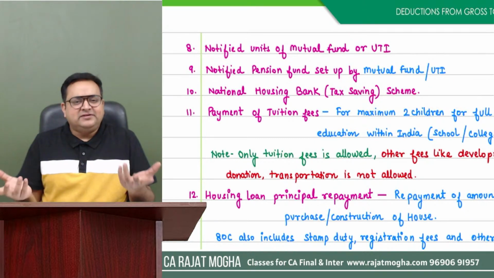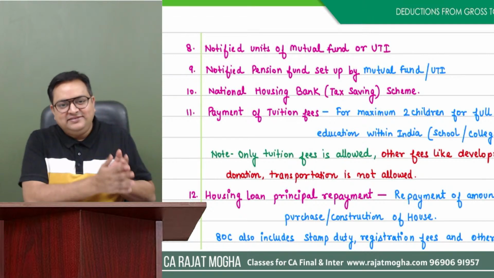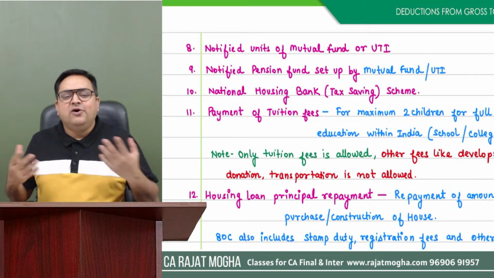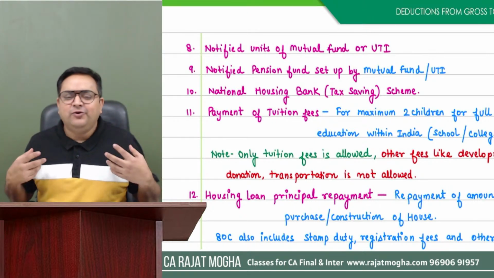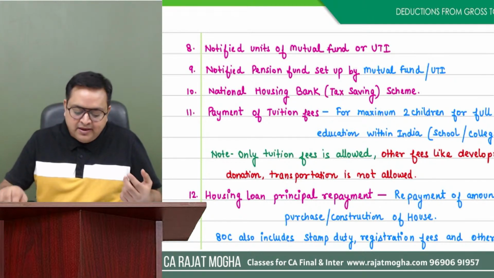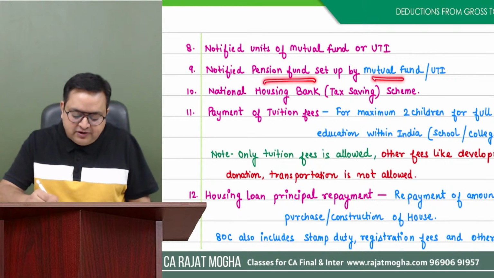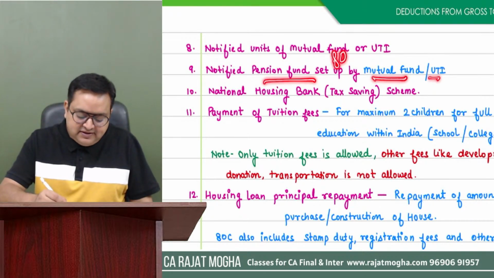Otherwise, there is not much difference. Why? Because the overall limit is 150, right? From 80C and 80CCC together, the overall limit is 1,50,000. So we don't really care in practical life. But for examination purposes, if this pension fund is by a mutual fund or UTI, then 80C.